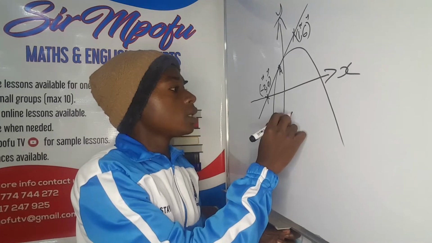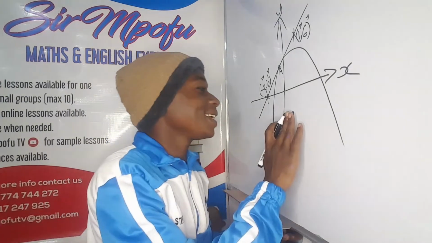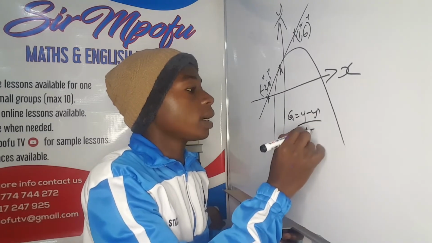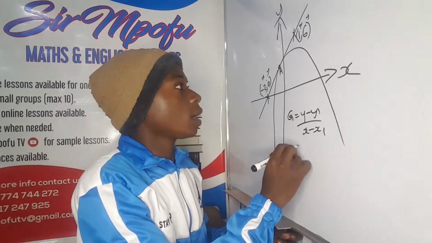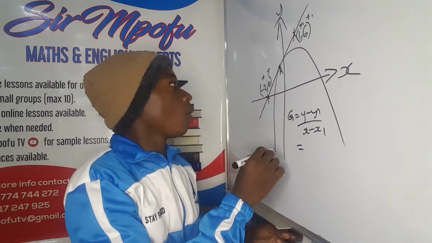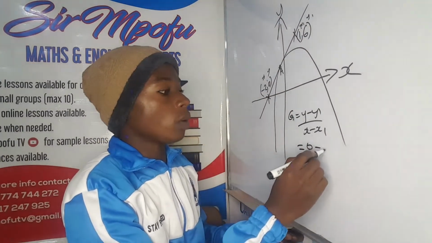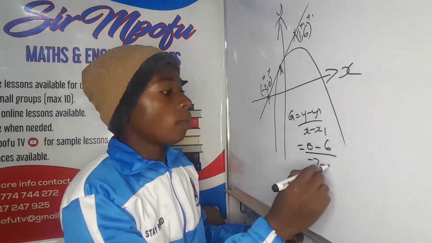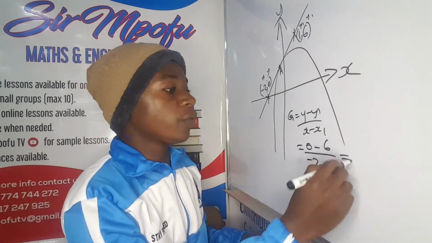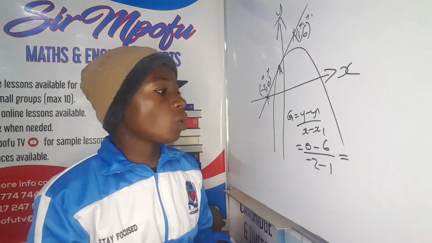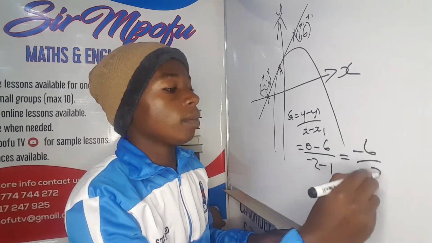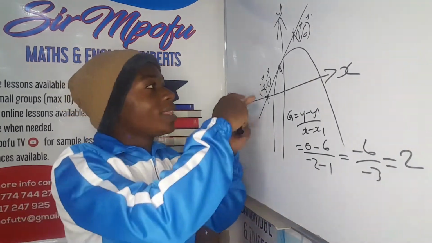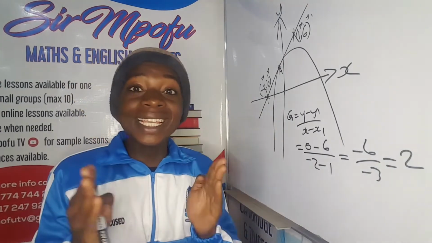Let me show you: the gradient is equal to (y minus y1) over (x minus x1). So our gradient here: y, that's 0, minus y1, that's 6, over our x, that's -2, minus 1. If you simplify this, you are going to have -6 over -3. So our gradient here is going to be 2. It means the gradient of this tangent at point A is 2.